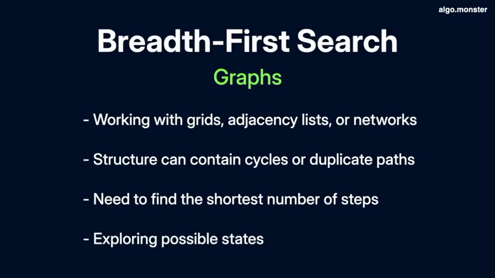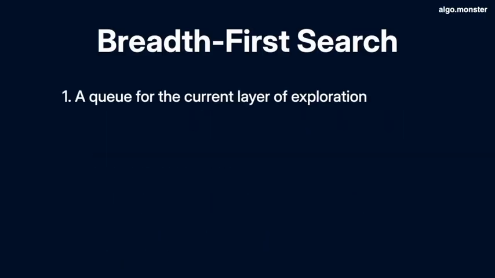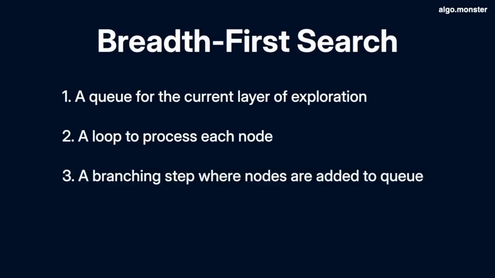BFS on graphs is especially useful when all edges or moves have the same cost, because it will always find the shortest path first. Both versions, for trees and graphs, follow the same fundamental structure: a queue for the current layer of exploration, a loop to process each node, and a branching step where neighbors or children are added to the queue. You'll see this structure everywhere, from tree traversals to maze solving to social networks to shortest path problems. Once you know the pattern, you can recognize it immediately and fill in the details.